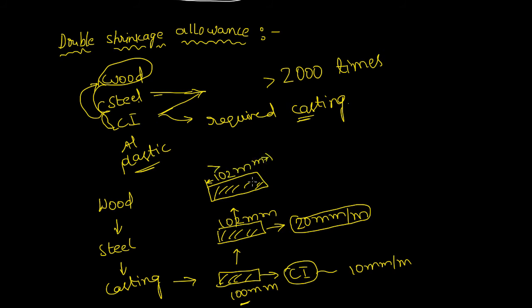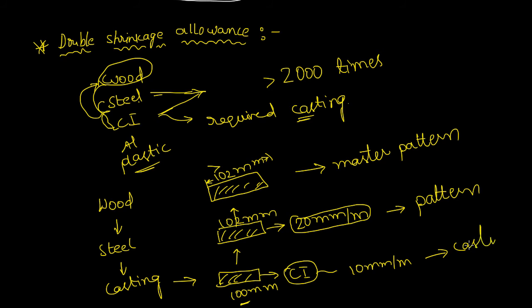I am not particular about the dimensions and calculations, so I am just giving you the information. This is the double shrinkage allowance, right? The wood pattern is called the master pattern, and the steel pattern is called the pattern only, and this is the casting that we want to produce. So we are using the wood pattern to produce the steel pattern, and the steel pattern is used to produce the actual casting. This is the meaning of double pattern and double shrinkage allowance, right? And this is also a positive allowance.